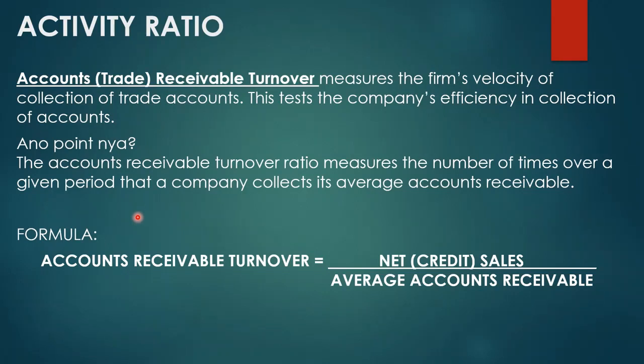The formula for accounts receivable turnover is net credit sales. Remember, credit sales, because we only look at accounts receivable here, so exclude the cash, divided by the average accounts receivable. Now, the higher the AR turnover, the better, because this shows that the company collects its accounts receivable quickly.